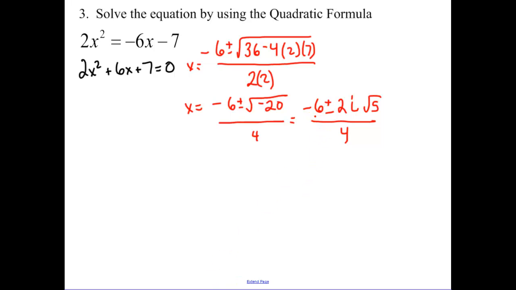Now the 6, the 2, and the 4 can all cancel. The largest number that goes in the 6, 2, and 4 is 2. So I get negative 3 plus or minus i root 5 all over 2. And I'm just going to leave that answer like that.